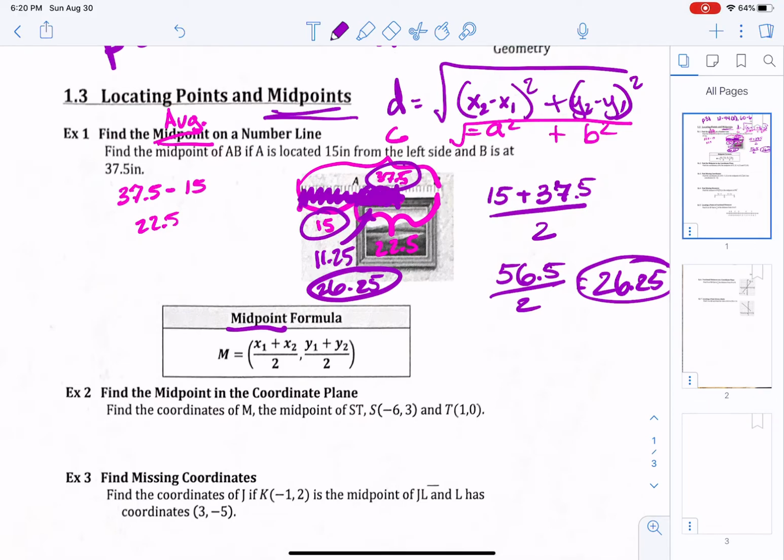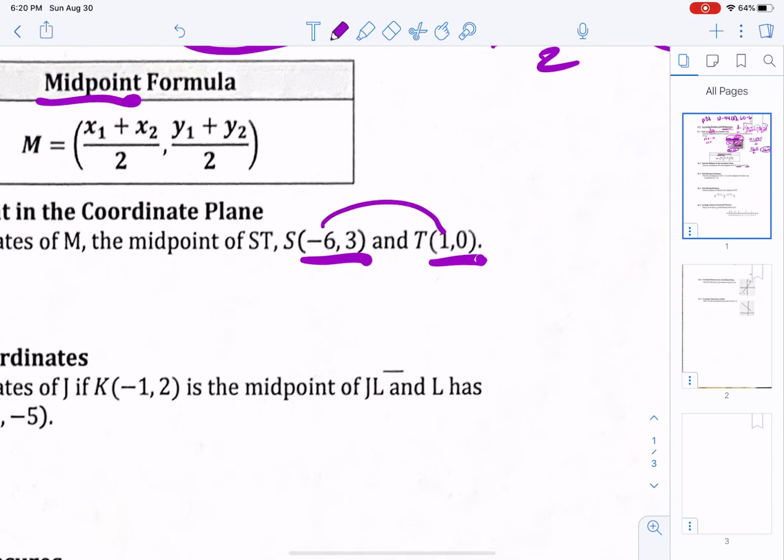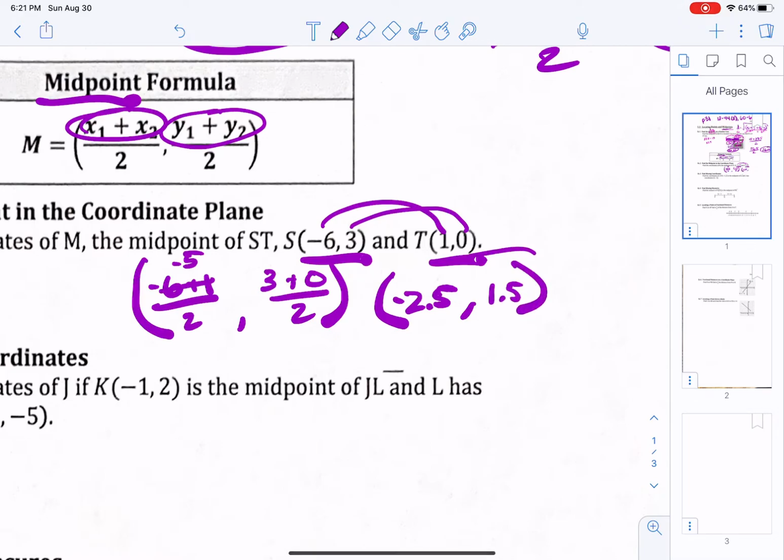When you're finding the midpoint for two coordinate points, like -6, 3, and 1, 0, what we can do is average the x's together and average the y's together. So that's the formula up here, x1 plus x2 divided by 2, y1 plus y2 divided by 2. So you're averaging the x's and averaging the y's. So -6 plus 1 divided by 2, and 3 plus 0 divided by 2. -6 plus 1 is -5, divided by 2 is -2.5. 3 plus 0 divided by 2 is 1.5. And this would be exactly the middle of these two points.